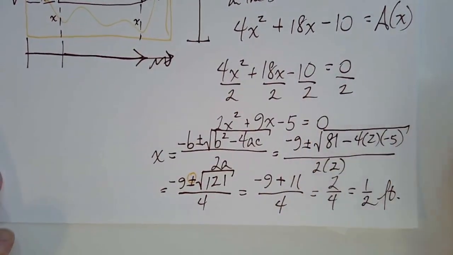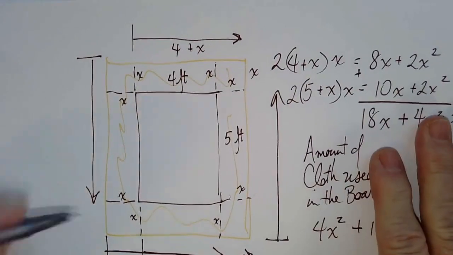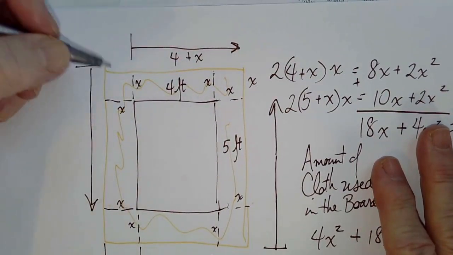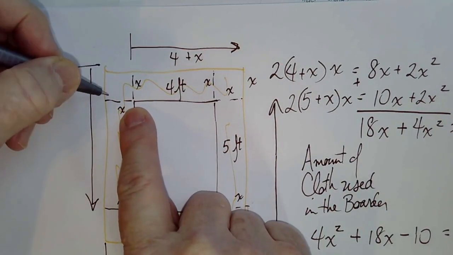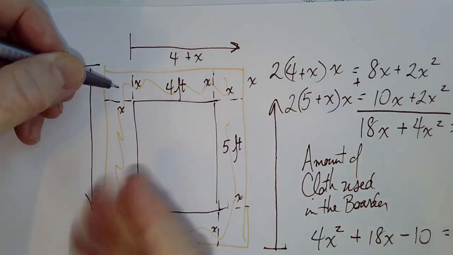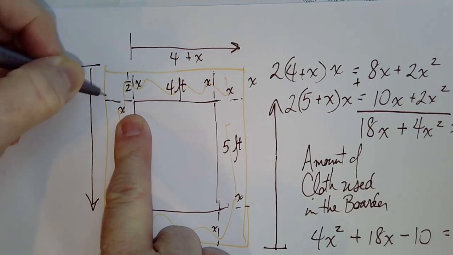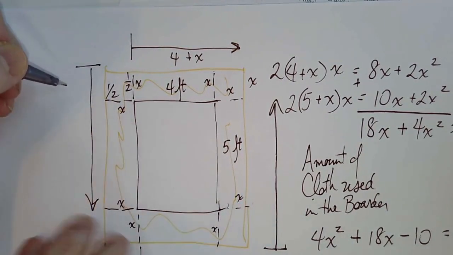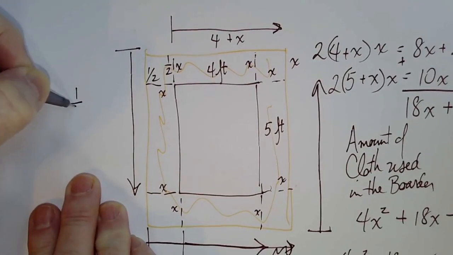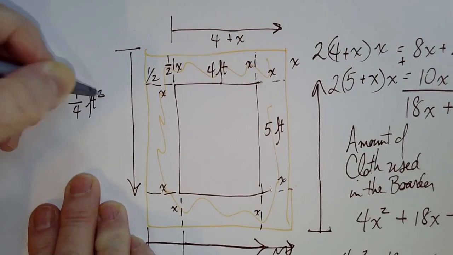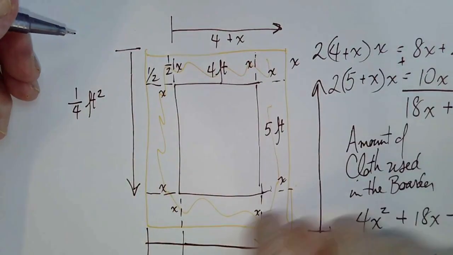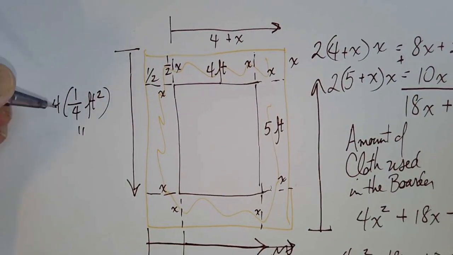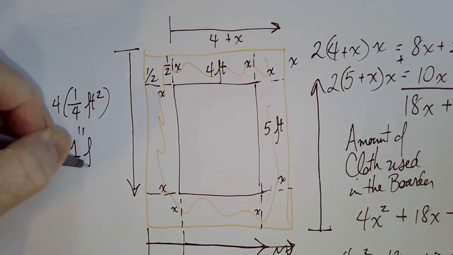And let's check it. Let's go back here. So we have 4 corners. The corners are 1/2 by 1/2. Well, 1/2 times 1/2 is 1/4. So each corner is 1/4 feet squared. And we have 1, 2, 3, 4 corners. So the corners will give us 1 foot squared.